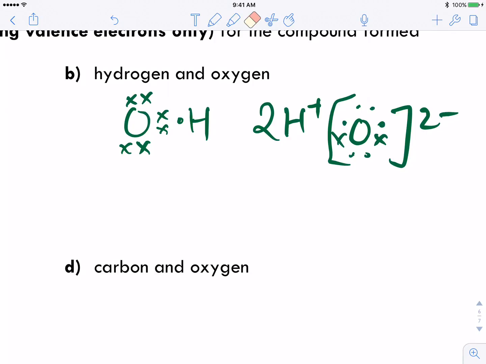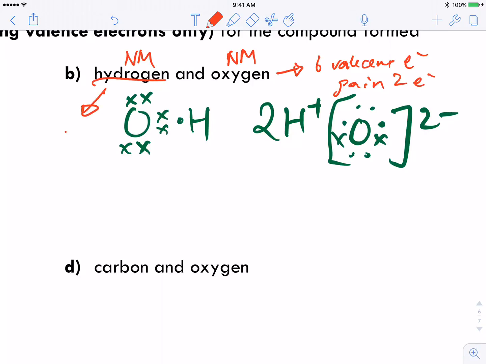Second one, hydrogen and oxygen, again, both non-metals. Oxygen has 6 valence electrons, so it needs to gain 2 electrons. Hydrogen again needs to gain 1 electron.